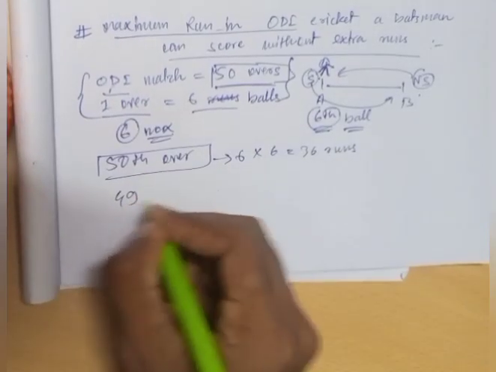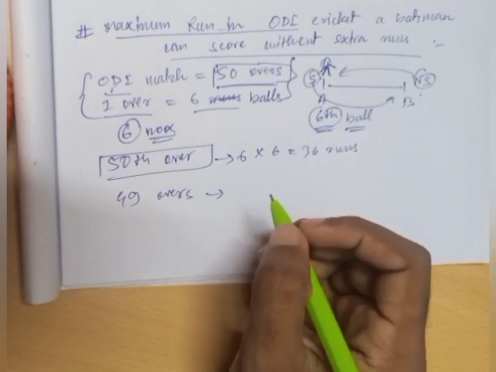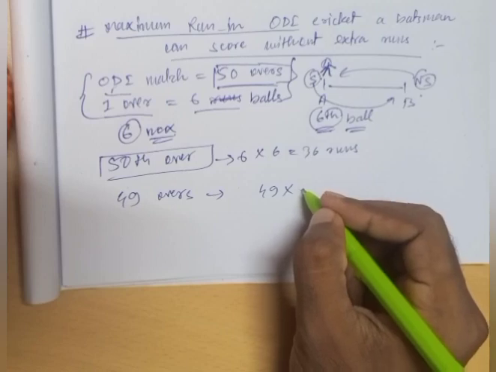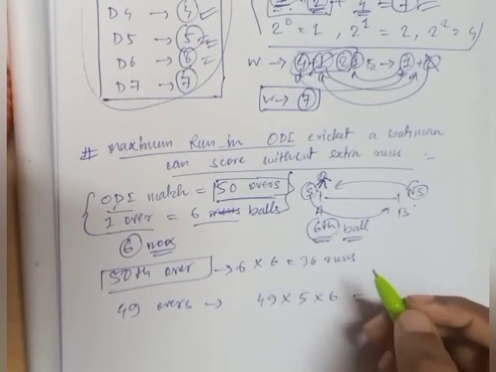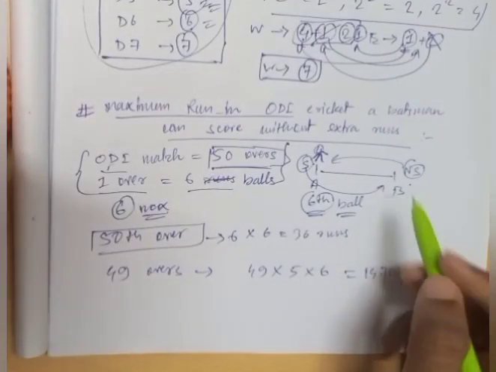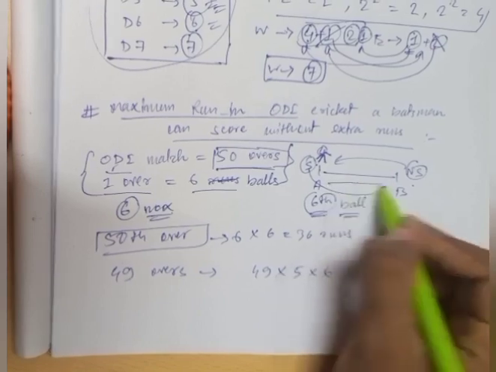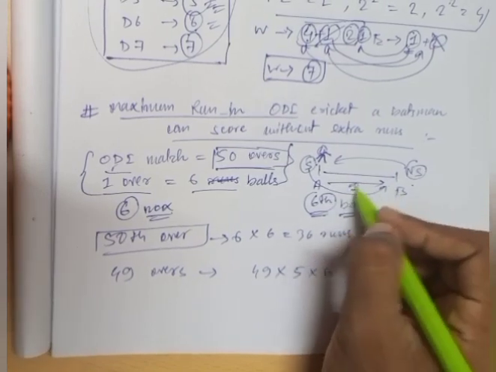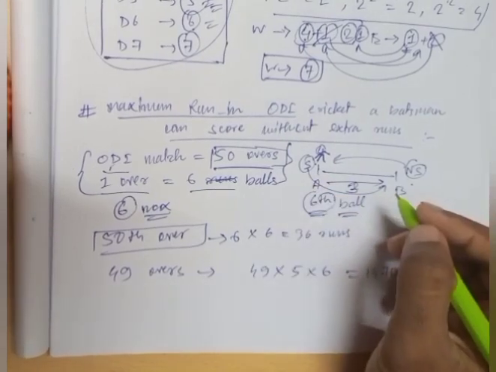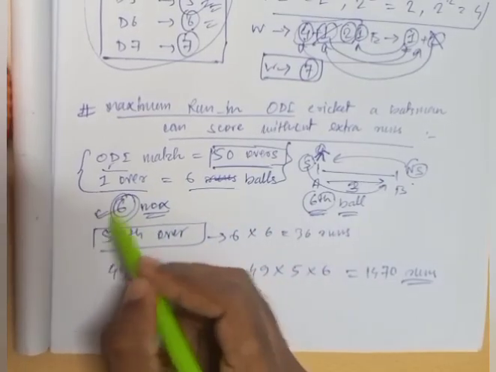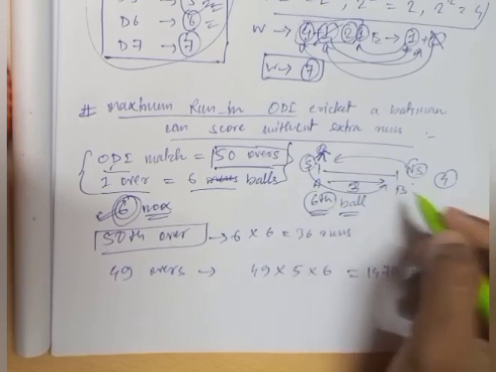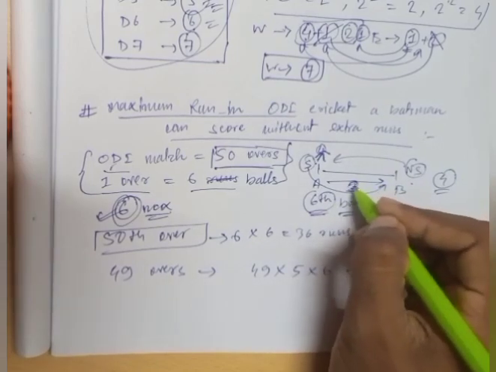What is remaining? 49 overs. For 49 overs, the batsman can score 5 sixes per over, that is 5 times 6 is 30 per over, for a total of 1470 runs. At the last ball of each of the 49 overs, he has to rotate the strike. For rotating the strike, he can take only 1 run, but to maximize it, he can take 3 runs. If he runs 4 runs between the wickets, we simply consider it as a boundary. So for maximum runs, he can run only 3.